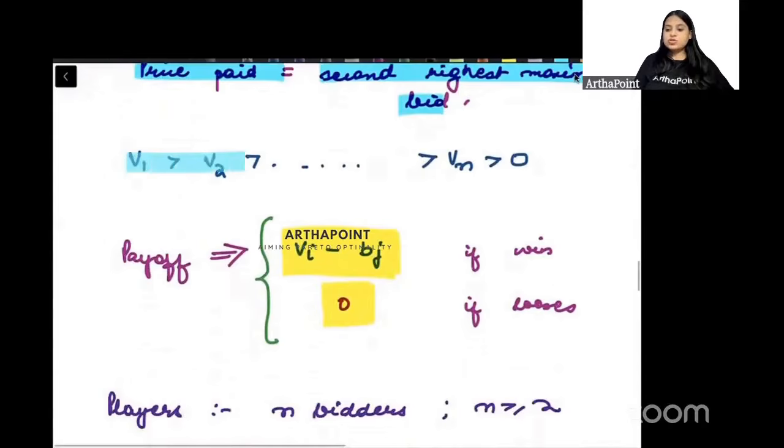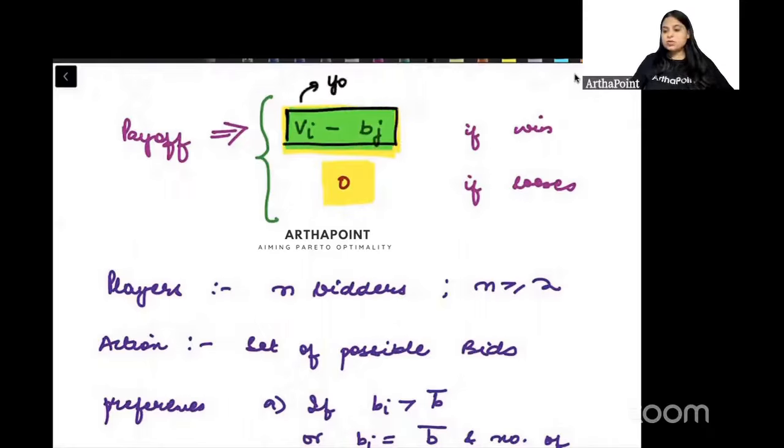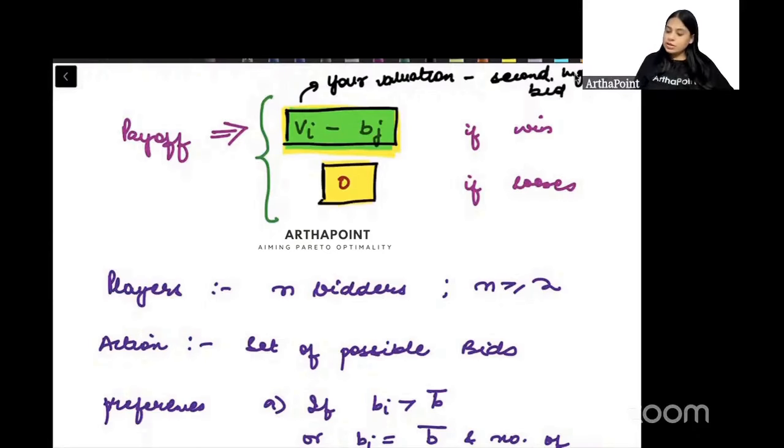The valuations are given to you in the order from highest to lowest. If you win, your payoff, sorry, is Vi minus Bj. Mane, your valuation minus the second highest bid. And if you lose, then it is simply 0, right?